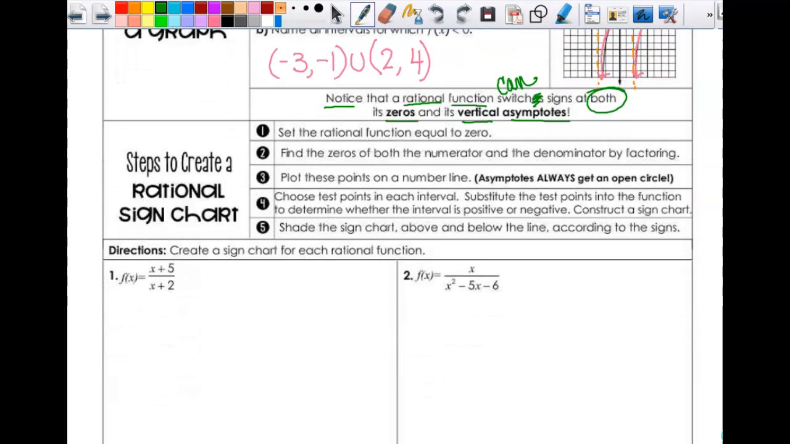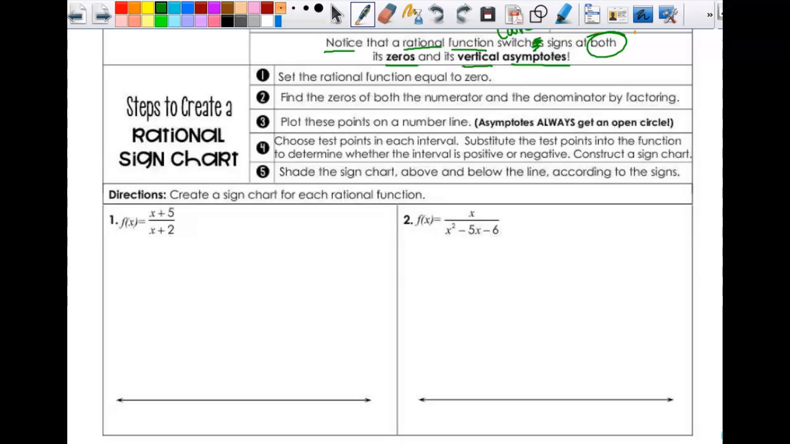So our steps to create a sign chart. We set it equal to 0. We can totally do that. Did that with polynomials. We find the zeros of both the numerator and denominator by factoring. We can do that. Plot these points on a number line. And then it says asymptotes always get an open circle. So when we get to inequalities and we have to decide on our zeros, are they open or closed depending on the inequality, asymptotes are always open no matter what because you're never going to have a value there, hence that vertical asymptote. Then we choose test points just like we did before and we shade. So really the only difference is that this is a rational instead of a polynomial.